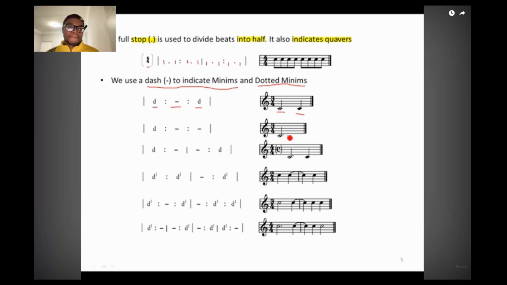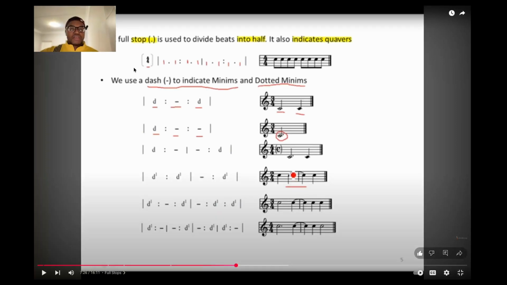It is the same with the dotted minim. We know that a dotted minim is how many crotchets? It's 3 crotchets. So the first one will be here, first crotchet, then dash, dash, which means that it's the 2 other beats. We can also see the dash over the bar line, where it will indicate a slur.